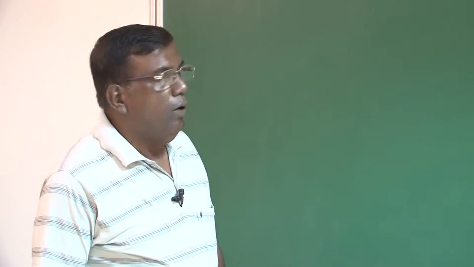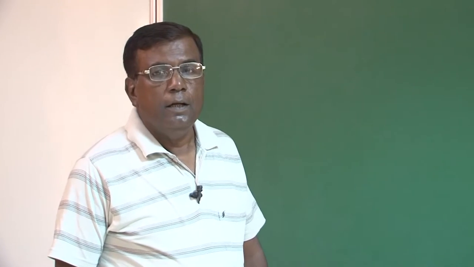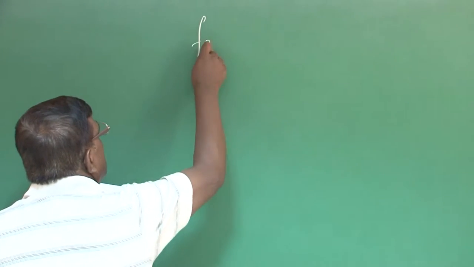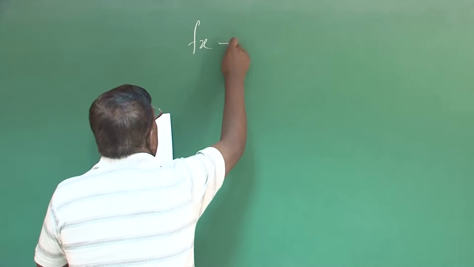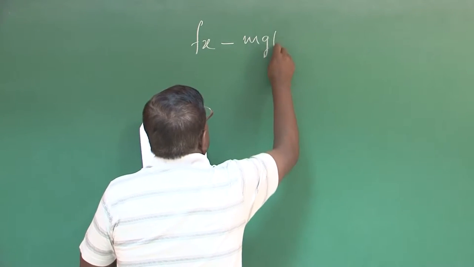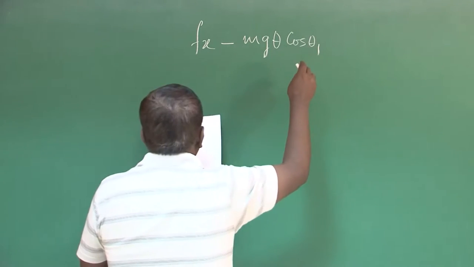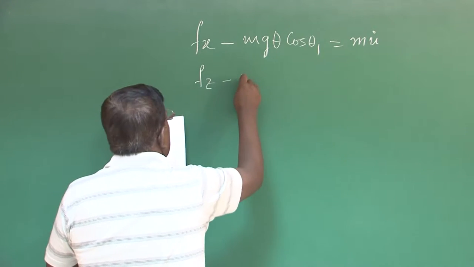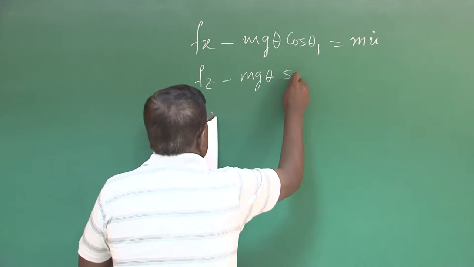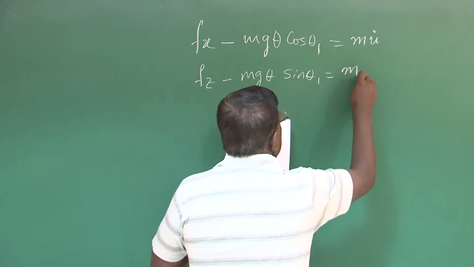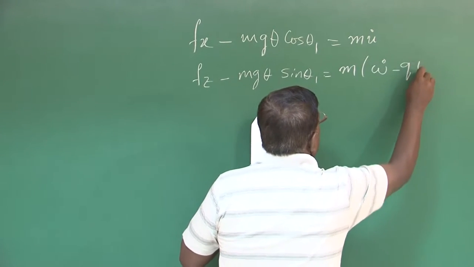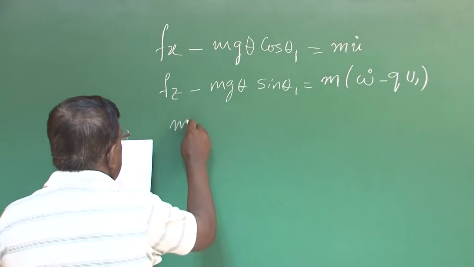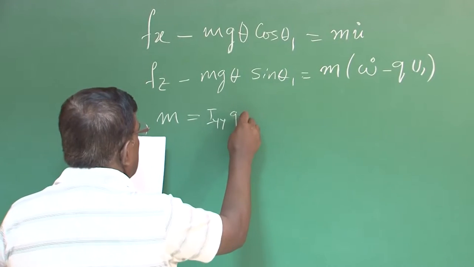We are working towards building longitudinal perturbed equations of motion. In that, we have seen that we only consider motion along x: fx minus mg theta cos theta 1 is equal to m u dot was one equation, and there was fz minus mg theta sin theta 1 is equal to m (w dot minus q u 1), and m is equal to Iyy q dot.